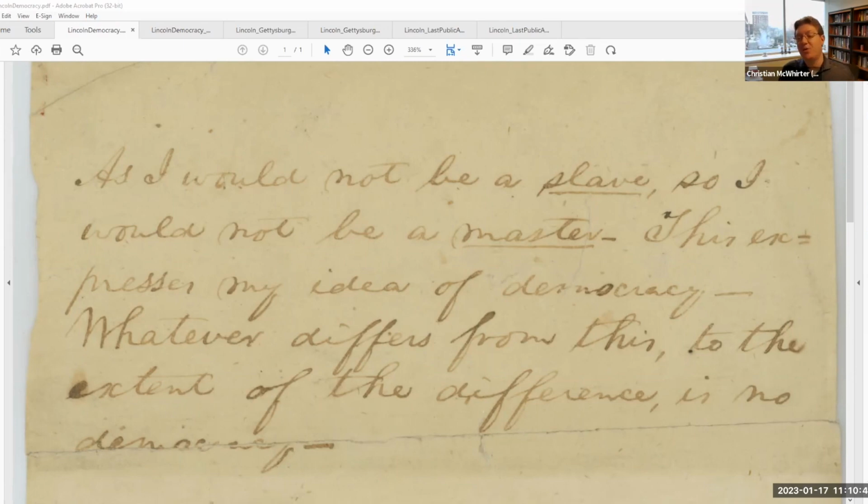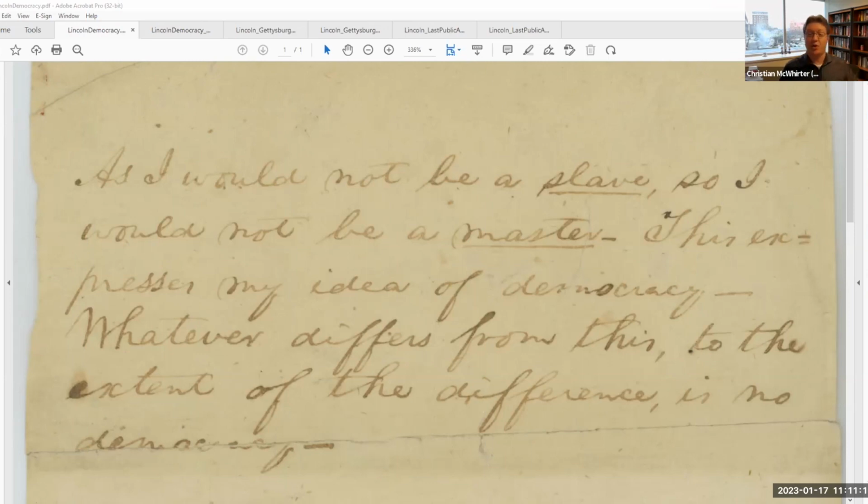When Lincoln says he would not be a slave, he also would not be a master, right? What kind of basic inequality is Lincoln getting at? What he's saying is, if you don't want to be enslaved, if you don't want to be owned by somebody else and receive no compensation for your work, right? Exactly. I see the comment there. There's no difference between slave and master.